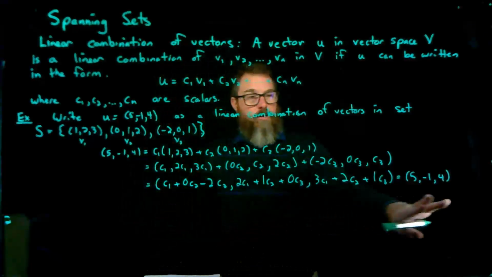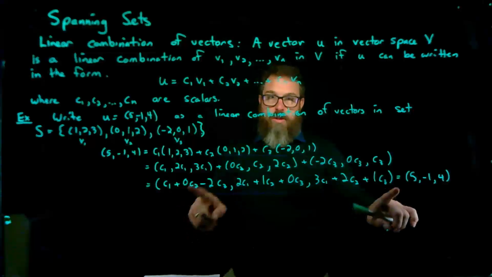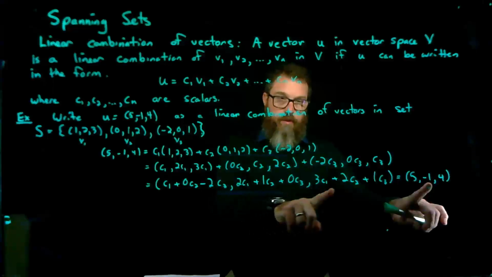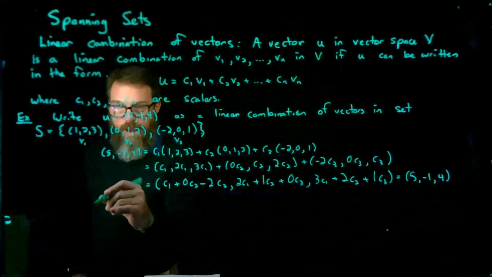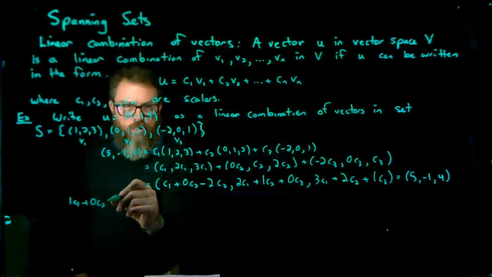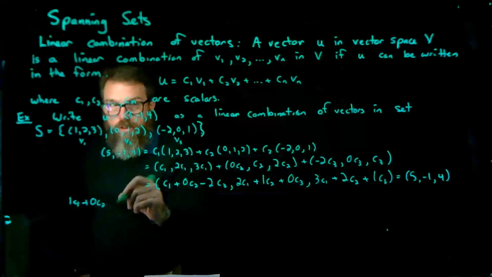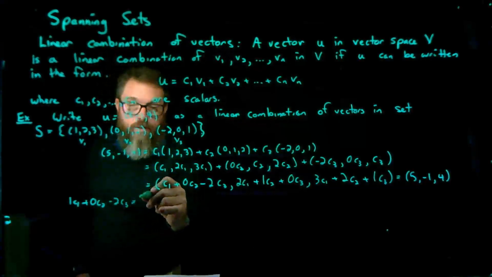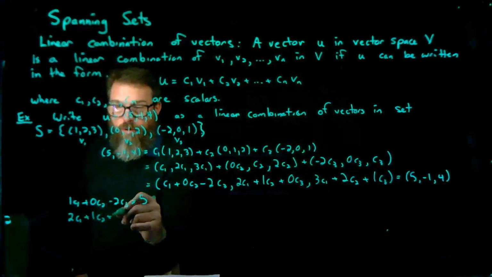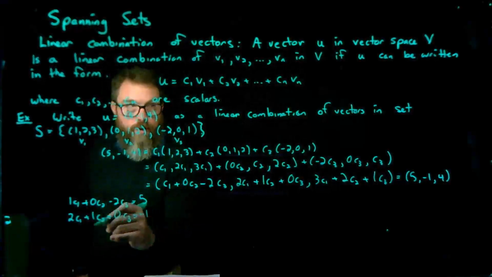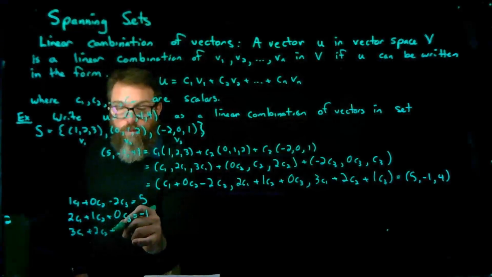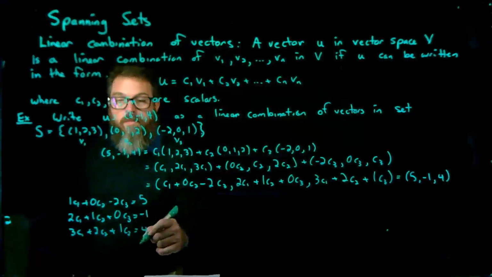You'll see why I want to do this in a minute. Two vectors are equal when their corresponding components are equal. It means this first piece has to be equal to 5, the second has to be equal to negative 1, and the third has to be equal to 4. So we have 1C1 plus 0 C2 plus minus 2 C3 equal to 5. Next, 2C1 plus 1 C2 plus 0 C3 equal to negative 1. And finally, 3C1 plus 2C2 plus 1 C3 equal to 4.